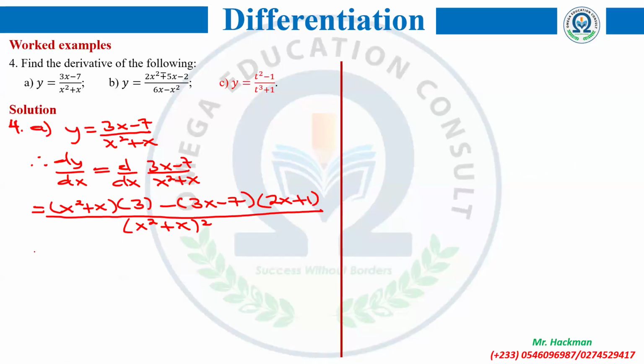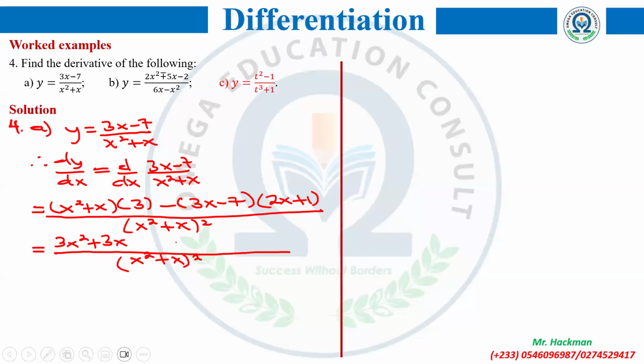So this will be equal to, the denominator will be kept intact. That's what I'll write first: the whole of this one squared. Then I go and work on my numerator: 3 times each of the terms here will give me 3x squared plus 3x. All correct.